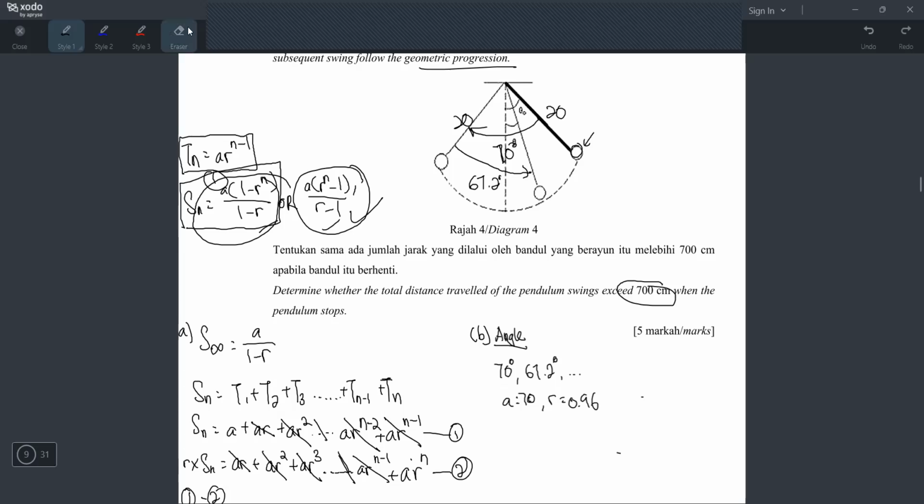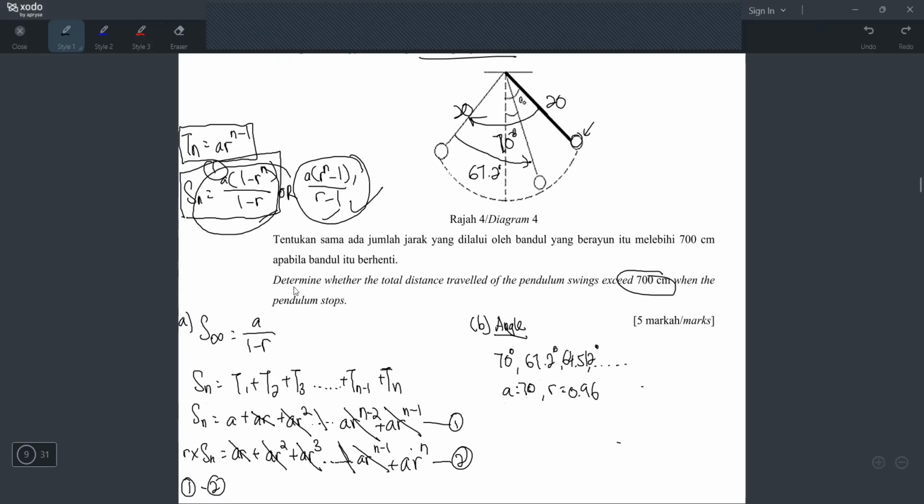So can you tell me what is the third swing's angle? What is the third swing's angle? You will take 67.2 times 0.96. Let's press. I got 64.512 degrees, right? So this is the progression using angle, right? But now only I will read what the question wants. So let's read what the question wants. Determine whether the total distance traveled, this is very important, total distance traveled of the pendulum swings exceeds 700 cm when the pendulum stops. I think I need to write a new progression now, right?